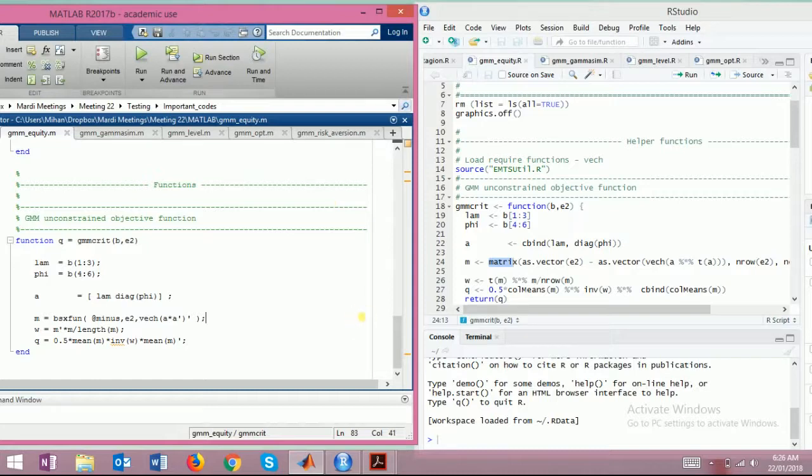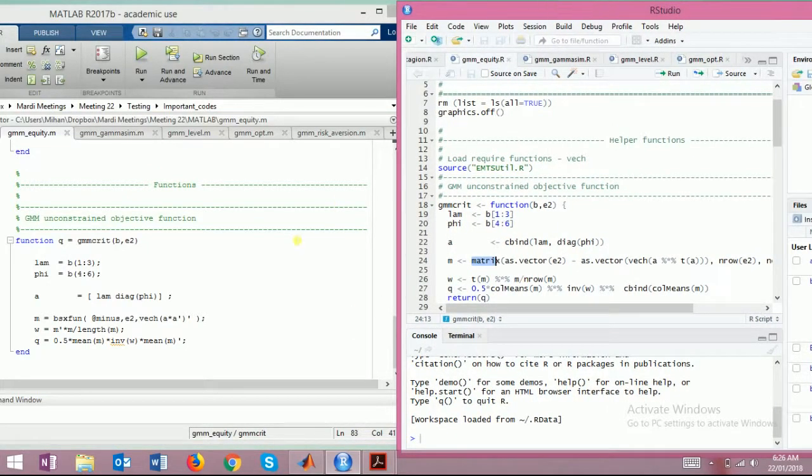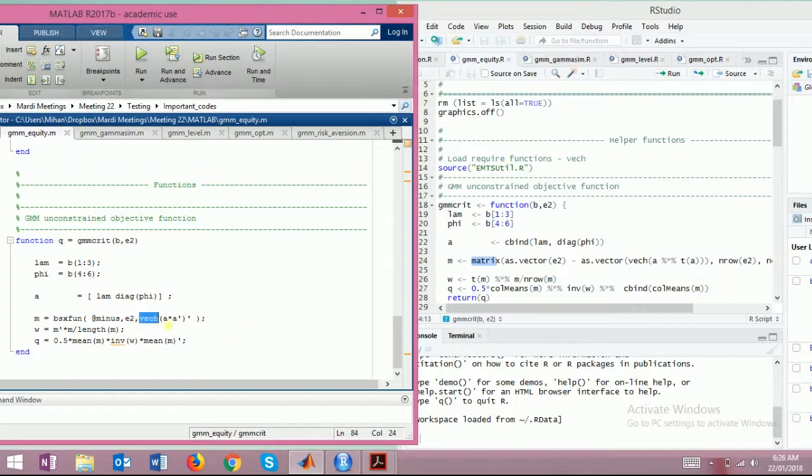And now we are going to see how that has been used in our local function. In our local function, we stack them together, vec of A A transpose, because A has two elements. One is lambda, and the first 1, 2, 3 lambdas will be in columns, then the diagonal of phi. So the diagonal of phi is presented diagonally, 1, 2, 3. So you see, dimension is a kind of problem.